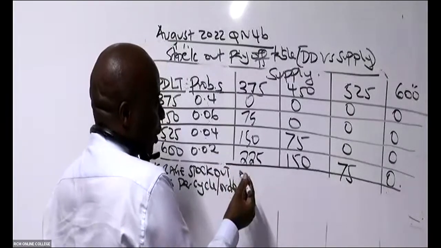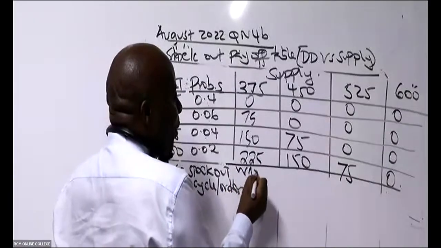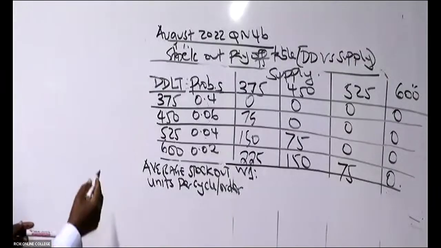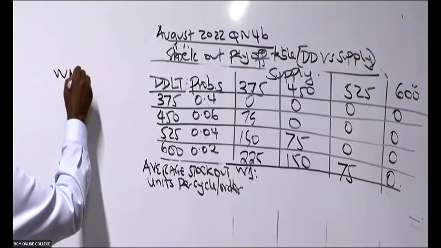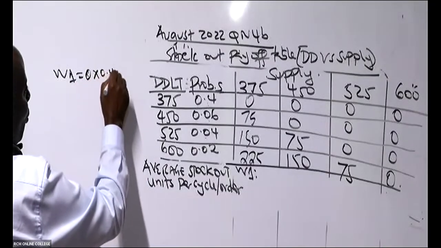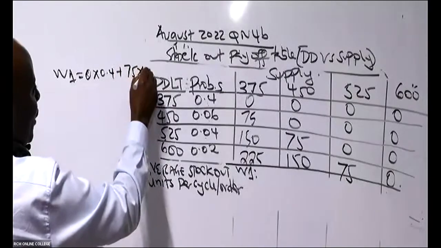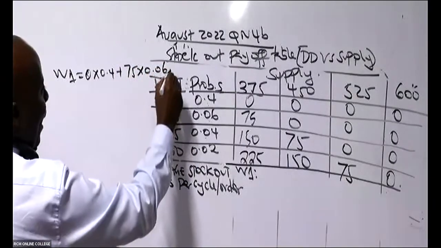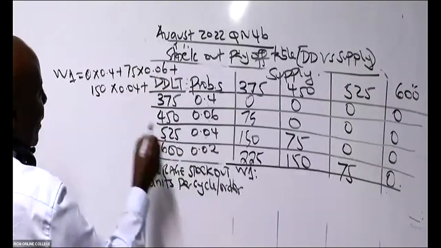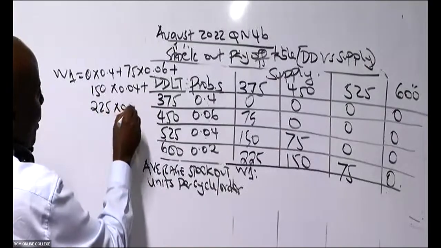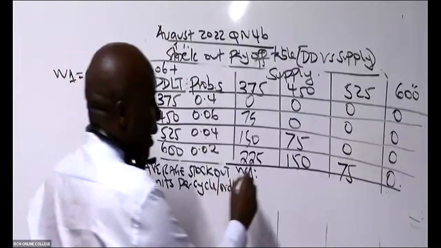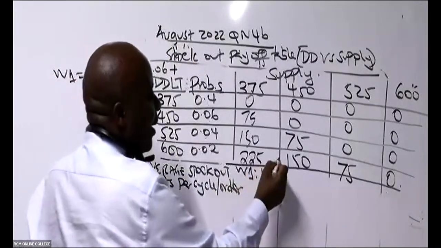So is there somebody who is able to give me this? If I were you, I would write here working one, and then I go somewhere just for demonstration, because I will forget this. I can write working one somewhere there for my future reference. So working one: 0 times 0.4 plus 75 times 0.06 plus 150 times 0.04 plus 225 times 0.02. What figure are we able to get? Somebody is giving me a figure of 15.